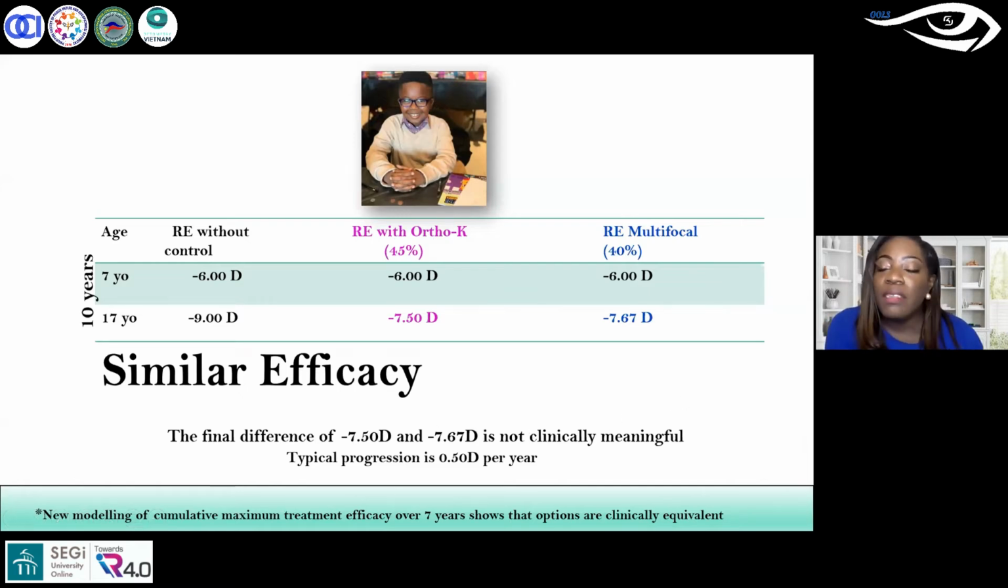There is this new modeling of the cumulative maximum treatment effect, which I'll go over a little later in this presentation. But over 7 years, there are similar results in that the options are clinically equivalent. So when we look at making our decisions regarding Ortho-K and soft multifocal, it's not really about the efficacy. It's more about the patient's lifestyle, and looking at their refractive error and other things about that patient, such as pupil size.